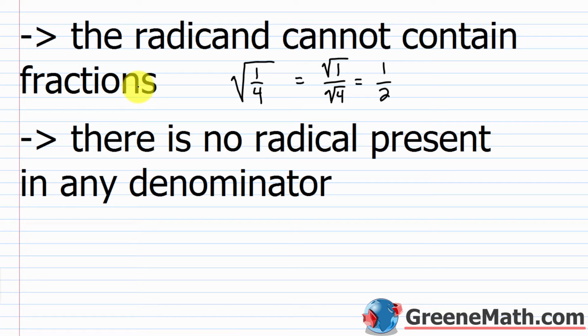Then there's the last thing here: there is no radical present in any denominator. So we can't have something like 2 over the square root of 5, or something like 6 over the square root of 7. They don't want that. That's considered not simplified. So basically the purpose of this lesson is to teach you how to deal with these scenarios. We've already learned how to simplify pulling out a perfect square or a perfect cube, so we're focusing on this in this lesson.